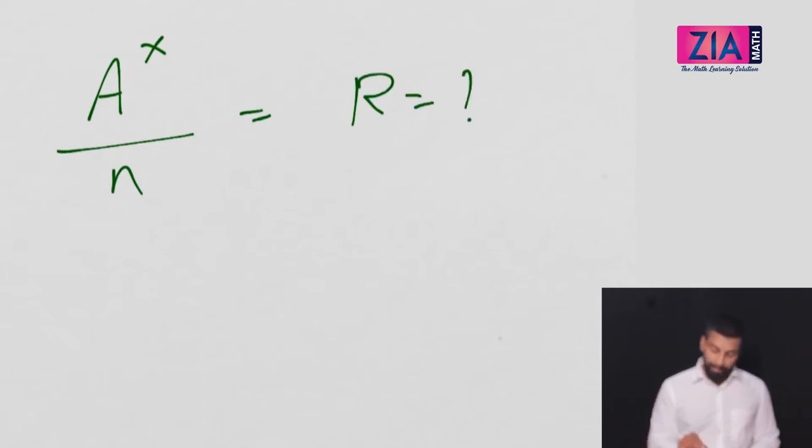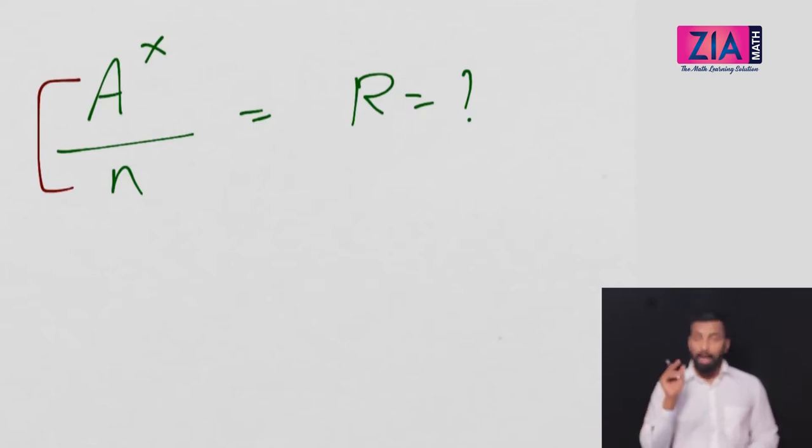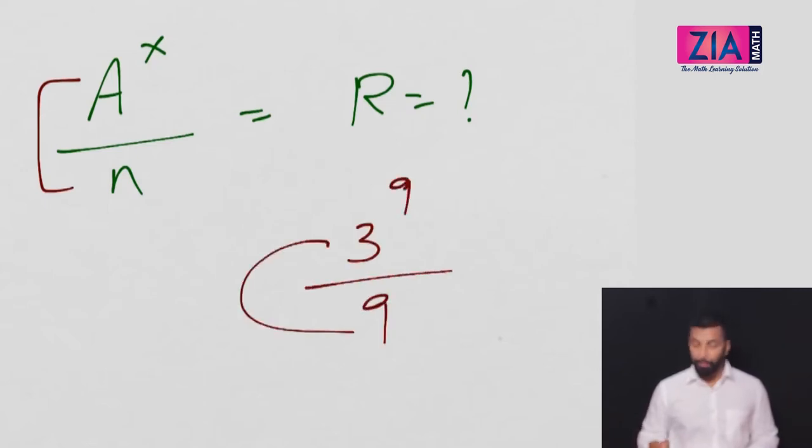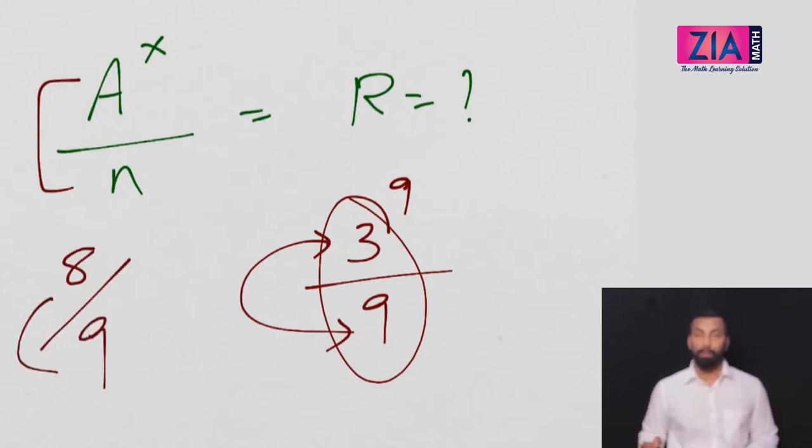Now the pattern here is a and n are coprime numbers. Then this method is applicable. I hope you understood what you mean by coprime numbers. Both of them don't have any common factors. See, if I write 3 raised to 9 divided by 9, then this method is not applicable because these two are not coprimes. They have a common factor which is 3. But if I write 8 by 9, these two are coprime numbers. So 8 raised to anything, 13 or whatever it is, not a problem.